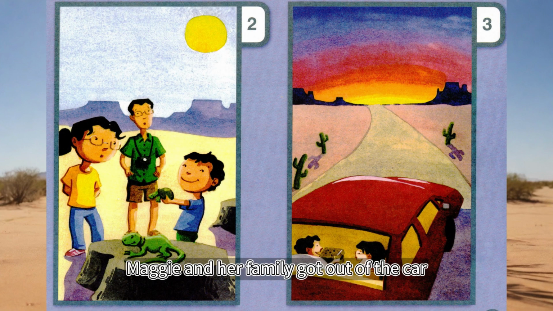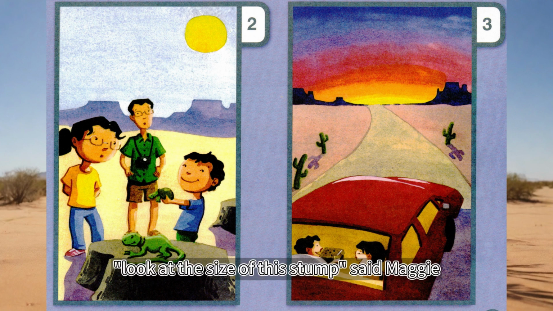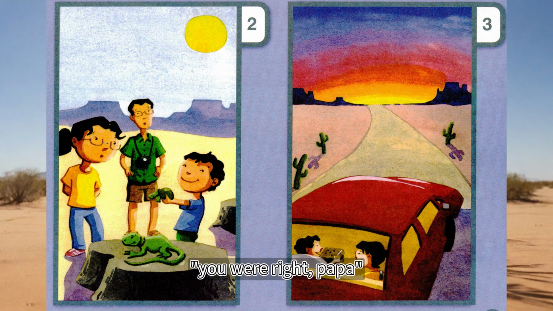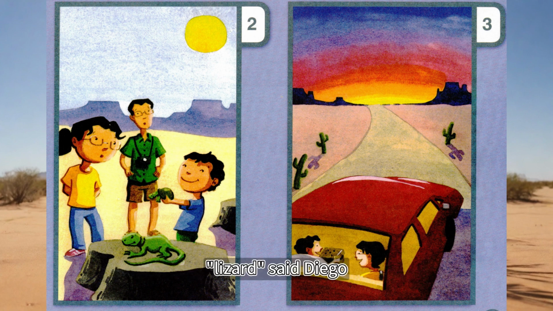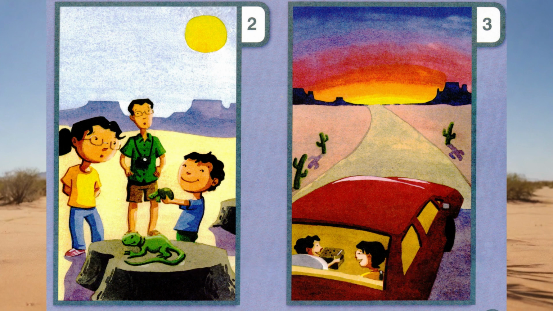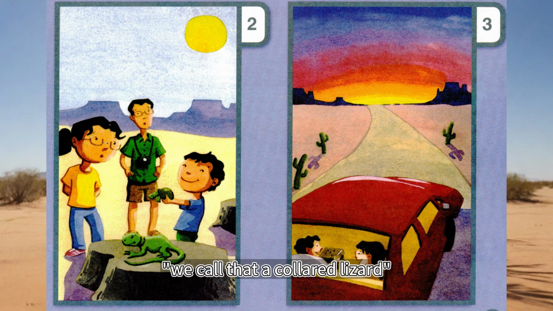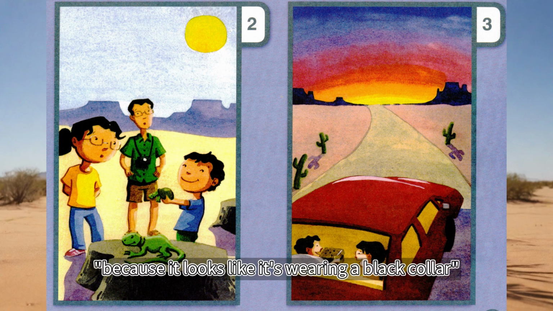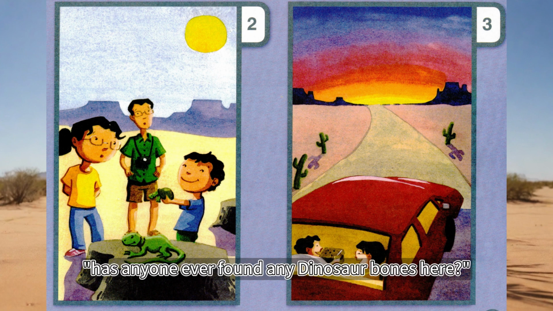Maggie and her family got out of the car and followed the ranger. "Look at the size of this stump," said Maggie. "You were right, Papa. The trees must have been enormous." "Lizard," said Diego. He pointed to a small lizard that scurried onto one of the tree stumps. "You're right, little guy," said Ranger Pete. "We call that a collared lizard because it looks like it's wearing a black collar." "It looks like a little dinosaur," said Maggie. "Has anyone ever found any dinosaur bones here?"